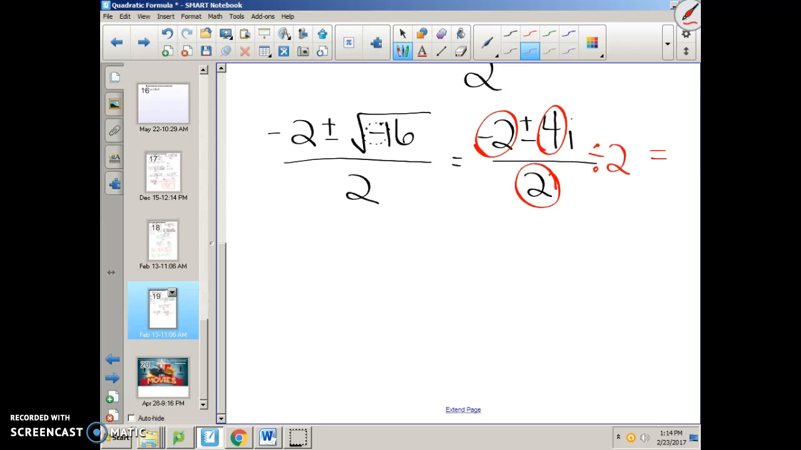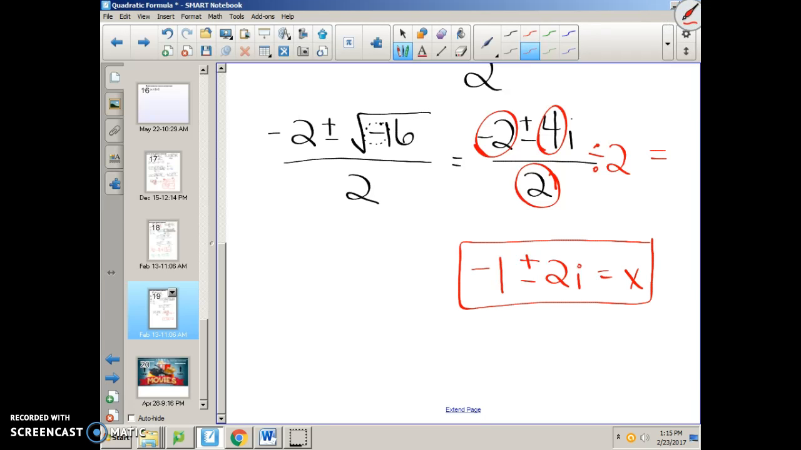Negative 2 divided by 2 is negative 1. Don't forget about that sign. 4i divided by 2 is 2i. And on the bottom, 2 divided by 2 is 1. Well, do I really need that over 1? Nope. Anything over 1 is itself anyway, so get rid of it. And this is equal to x.